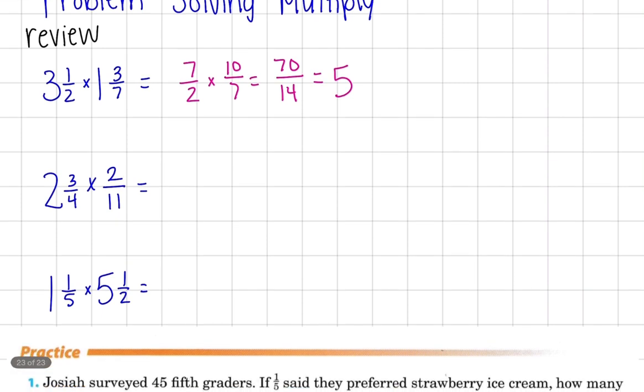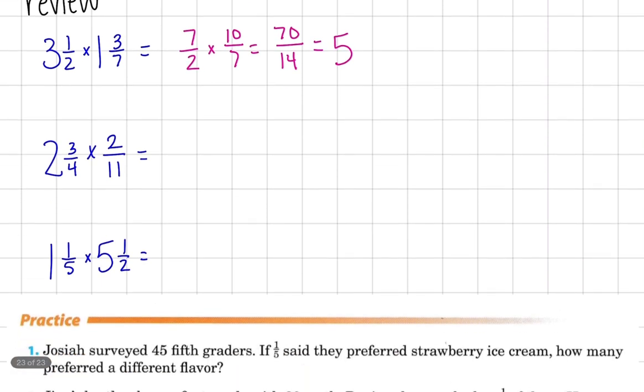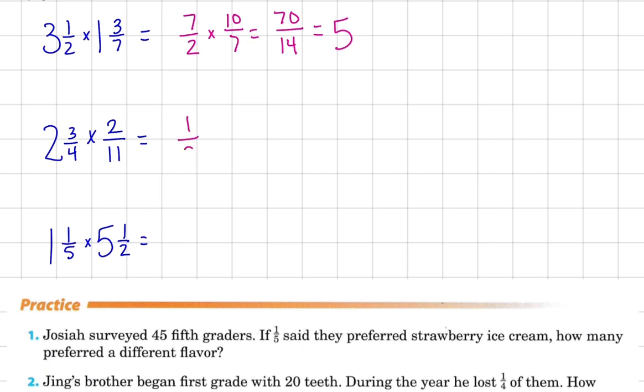Pause this video, do the next two on your own, check with your partner, and then come back and check your answers. You should have gotten 1/2, and you should have gotten 6 3/5. When you multiply across, on the second one you should have gotten 22/44, and that simplifies to 1/2. And you should have gotten 66/10, which simplifies to 6 3/5 in the third one.